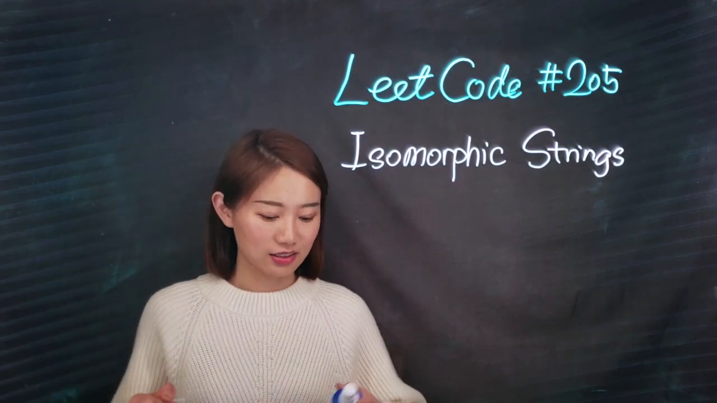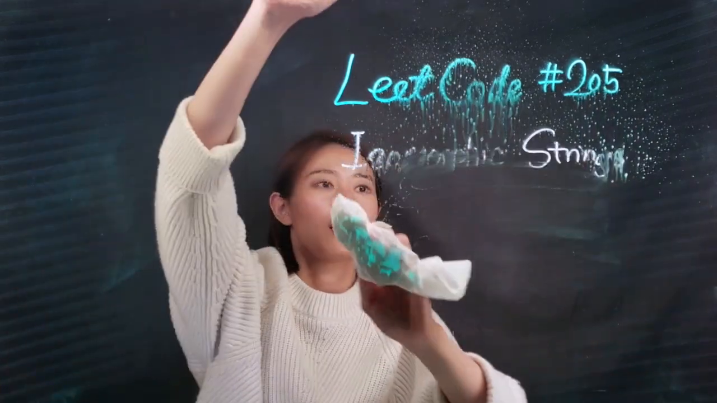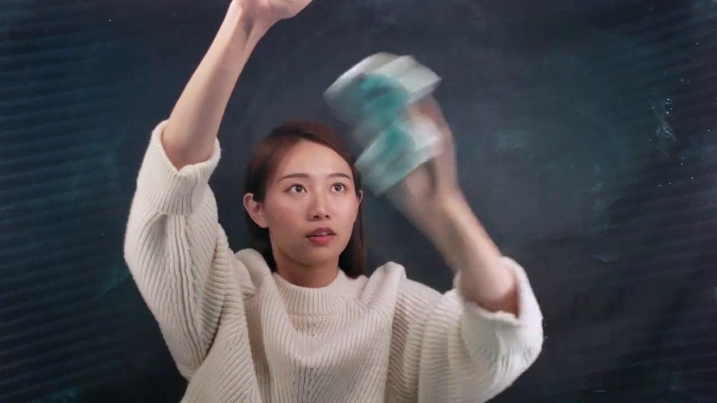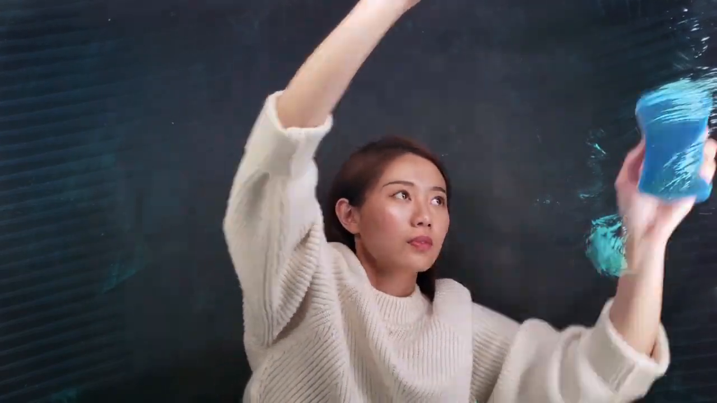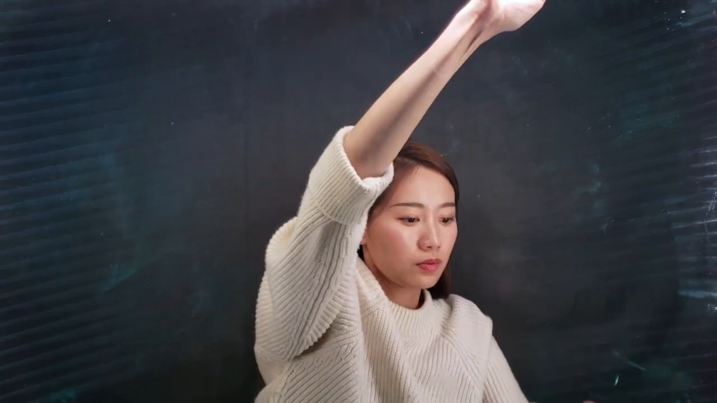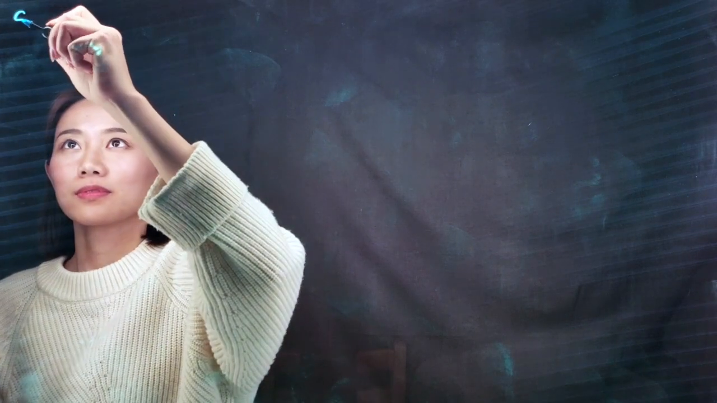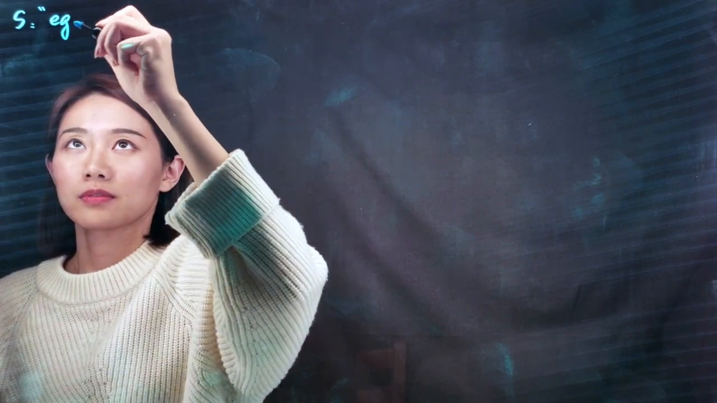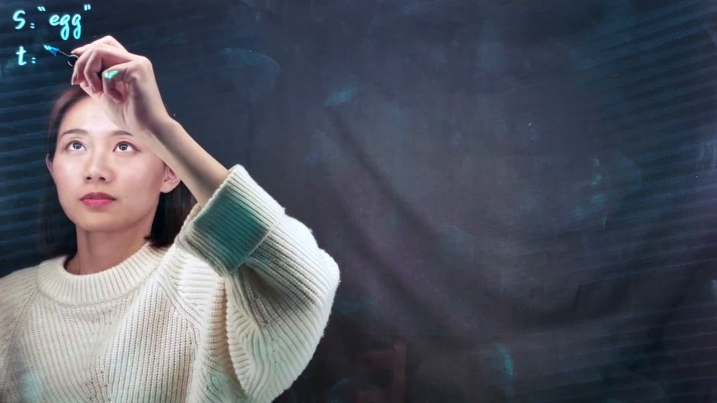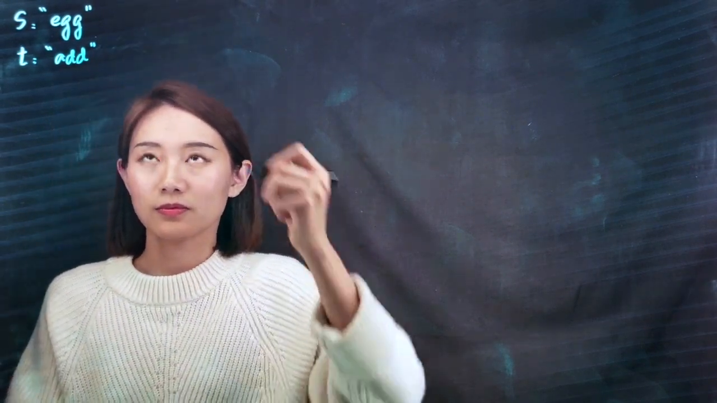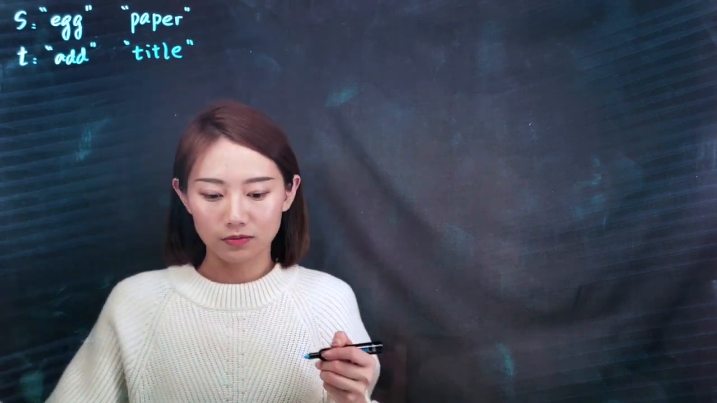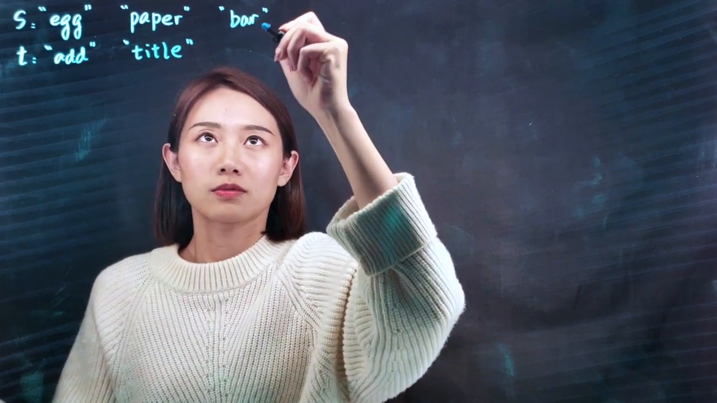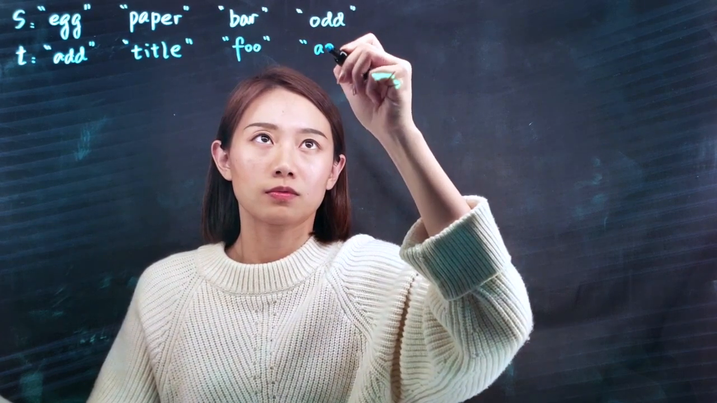So the problem is, given two strings S and T, determine if they are isomorphic. Two strings are isomorphic if the characters in S can be replaced to get T. For example, if we have test cases string S egg and T add, and paper and title, they both are isomorphic. But if we have bar and foo, they're not. And if we have odd and add, they are not.